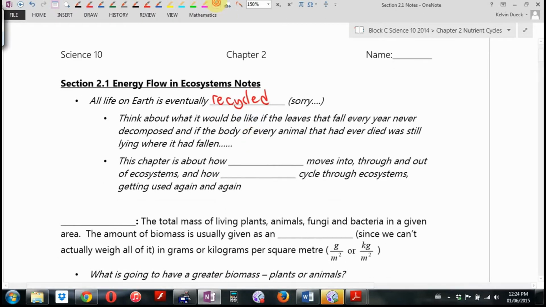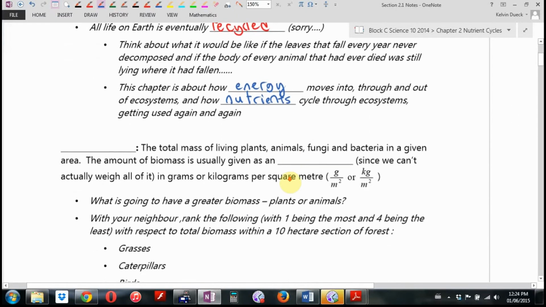So in particular, when we're talking about life, think about what it would be like if the leaves that fall every year never decomposed, or if the body of every animal that had ever died was still lying where it had fallen. It would start to build up in a hurry. This chapter is about how energy moves into, through, and out of ecosystems, and how nutrients cycle through the ecosystems, getting used again and again and again.